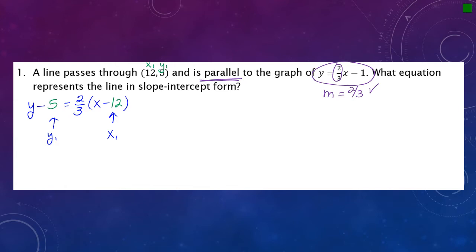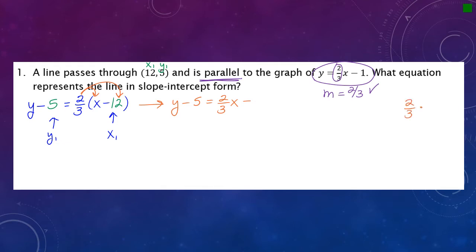From this point, it's all about simplifying. I want to get y completely by itself. So the first thing I'm going to do is distribute this 2/3. So I'm going to distribute it to the x and to the negative 12. So what I'm going to end up with here is y minus 5 equals 2/3 x minus, and now I'm going to go over here and do a little bit of scratch work.